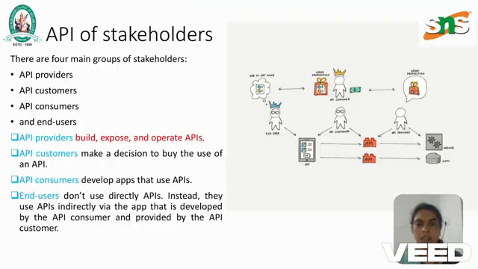Next, the API stakeholders are the API providers, API customers, the consumers, and the end users. API providers build, expose, and operate APIs, whereas API customers make a decision to buy the use of an API, and API consumers develop apps that use the API. End users don't use the API directly; instead, they use the API indirectly via the applications that are developed by API consumers and provided by the API customer.